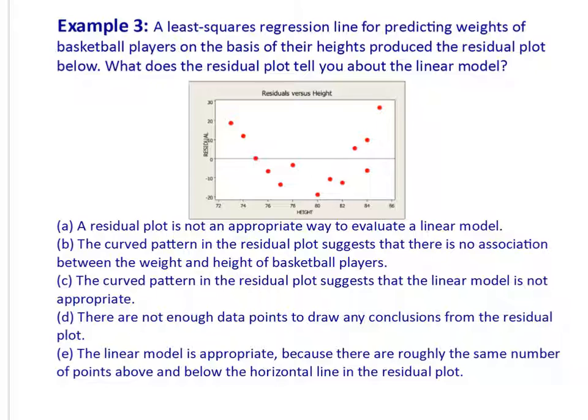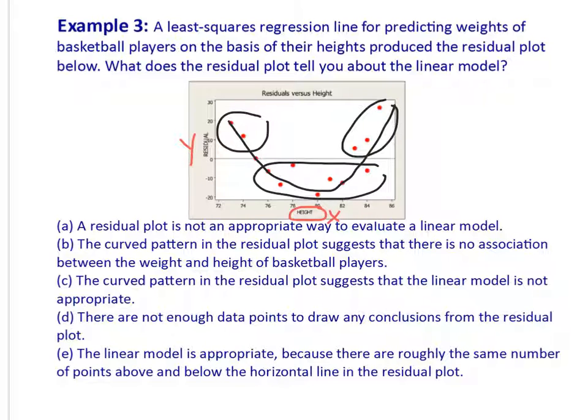So here's an example of what this question would look like. It says a least squares regression line for predicting weights of basketball players on the basis of their heights produces the following residual plot. What does the residual plot tell you about the linear model? So the height is my x-axis, and the residuals are my y. Well, if I look at this data, it looks kind of curved. There are points above the line, then all below the line, and then above the line again. This means the data is not going to be linear.